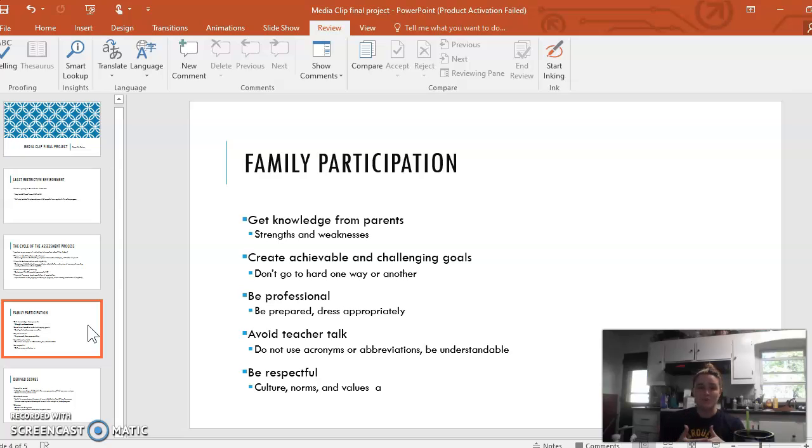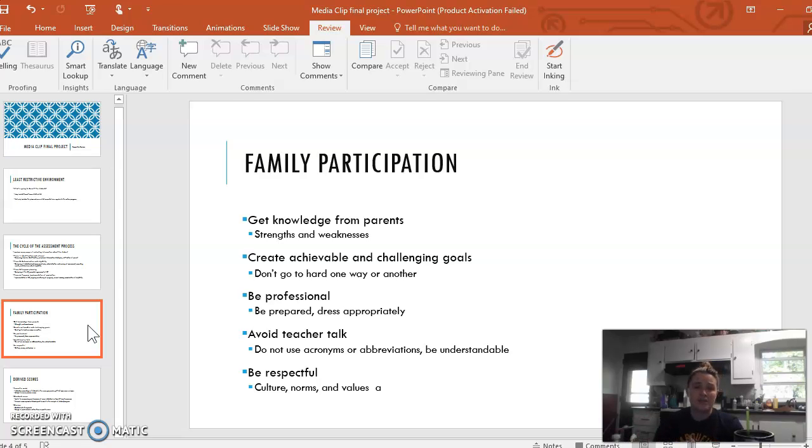They know the kid's strengths and weaknesses. They know what the student likes to do. They know what they don't like to do, where they struggle, where they feel confident. So it's really important to have that conversation with the parents on, what's your child's favorite thing? What is an incentive for your child? What does your child struggle with?